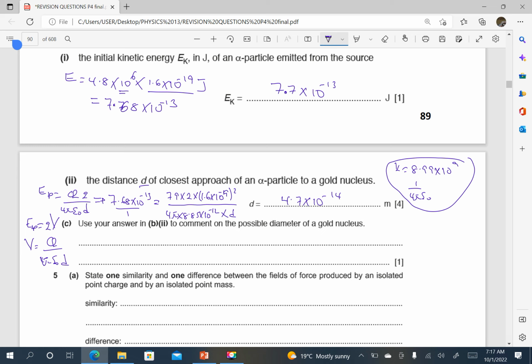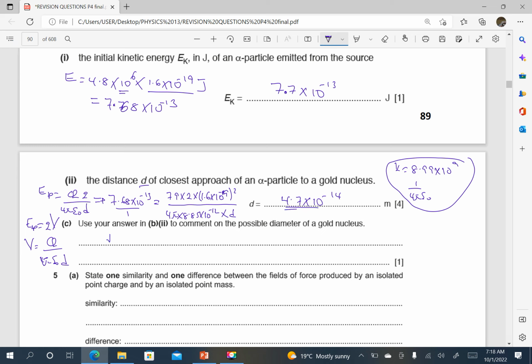Know that this is 19, not 9. I hope you can see this. This is 19. Use your answer in B to comment on the possible diameter of a gold nucleus. Because this is the distance, this is how close the alpha particle comes to the gold nucleus, then I can predict. Even if I say this is the distance between the two centers, then it means the radius or the diameter of the gold nucleus must either be equal to this or less than this.